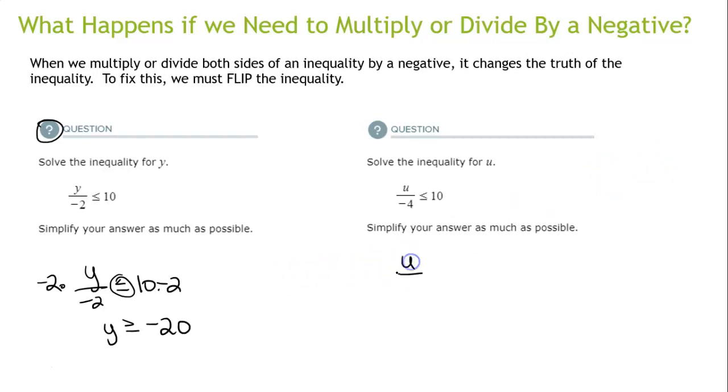For this one, u divided by -4 is less than or equal to 10. You try this one on your own. You should have multiplied both sides by -4. The -4's cancel out. Because you did something to a negative on both sides, we multiplied on both sides, we changed the less than or equal to a greater than or equal to, and so u is greater than or equal to -40.